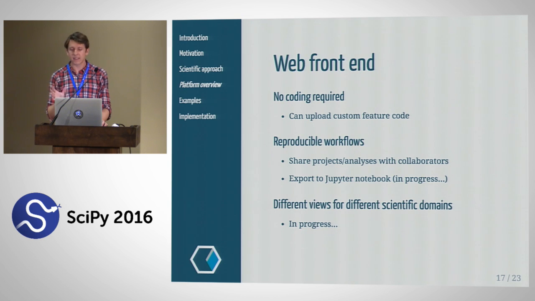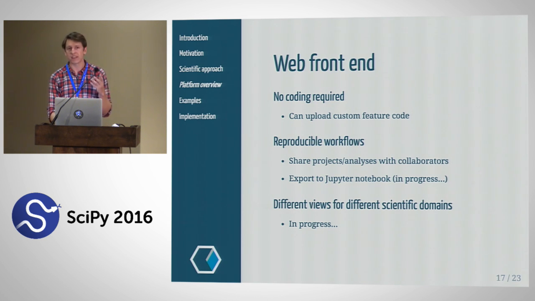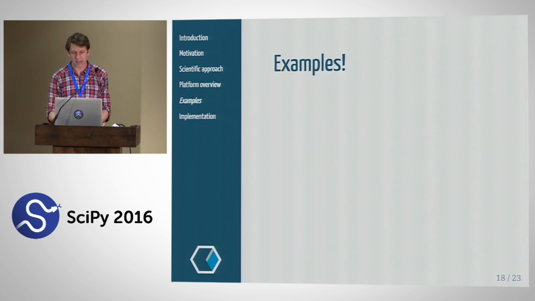So this is something that's still a bit in progress, but one feature that we are pretty close to is being able to take an entire workflow developed within the web front end and export it to a Jupyter notebook. So you could either share a view of this web front end, or you could share the underlying Python code that produced it. We'd also like to have views for different scientific domains, kind of like the different feature classes I was talking about before, but maybe more specific models to different kinds of analyses, stuff like that.